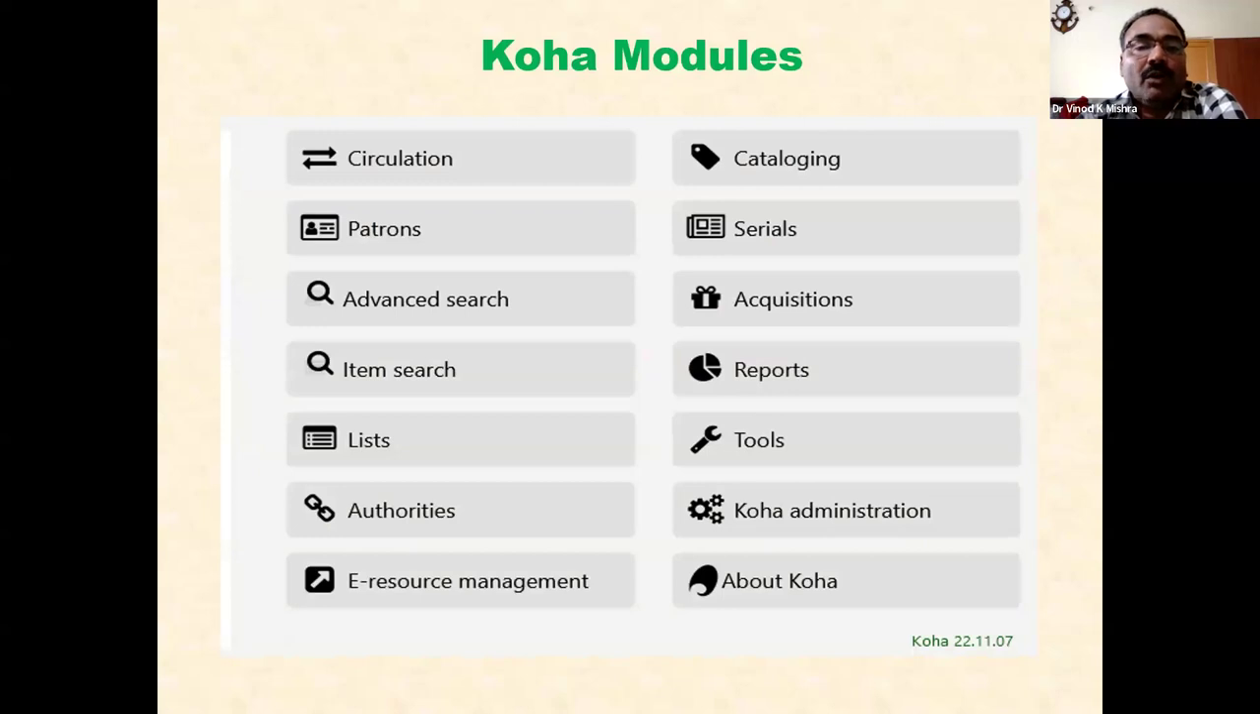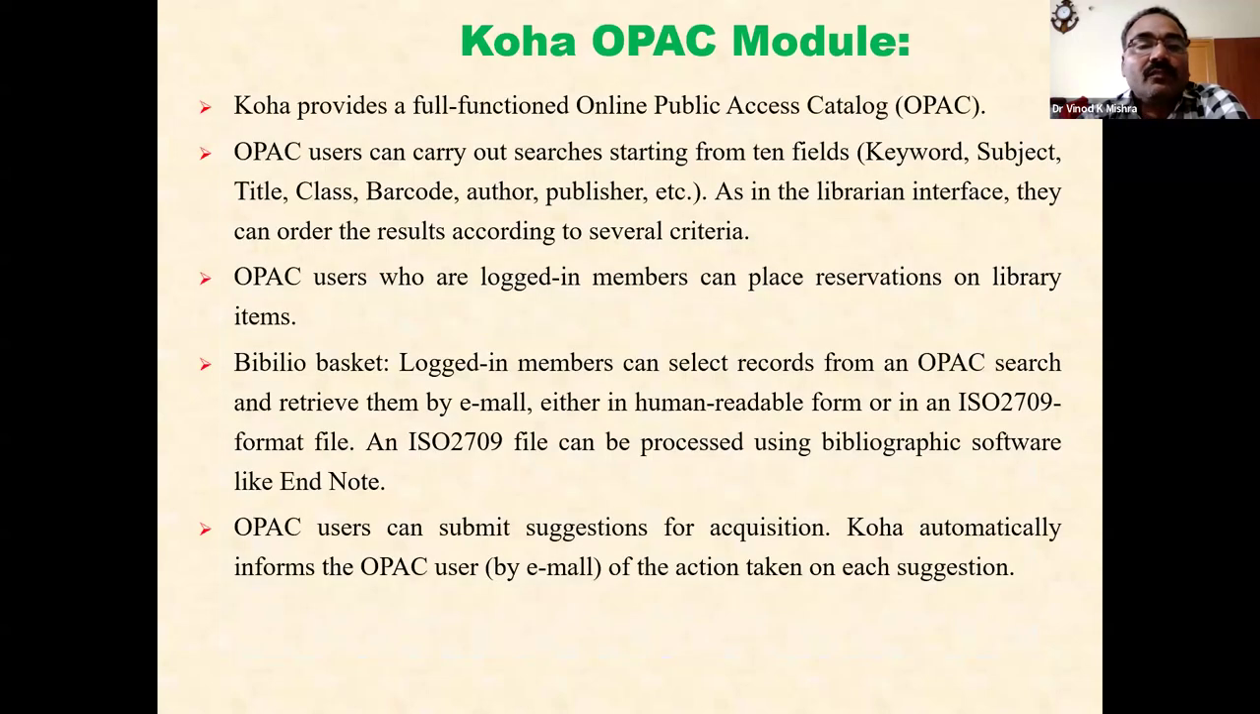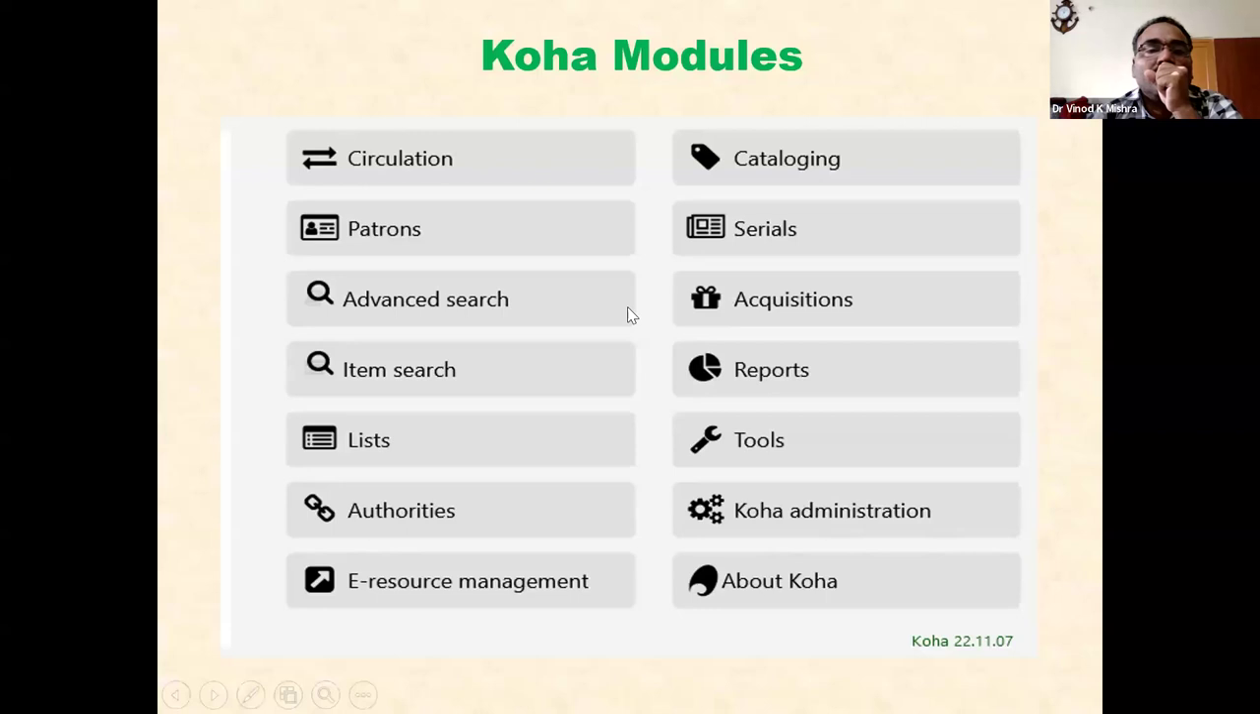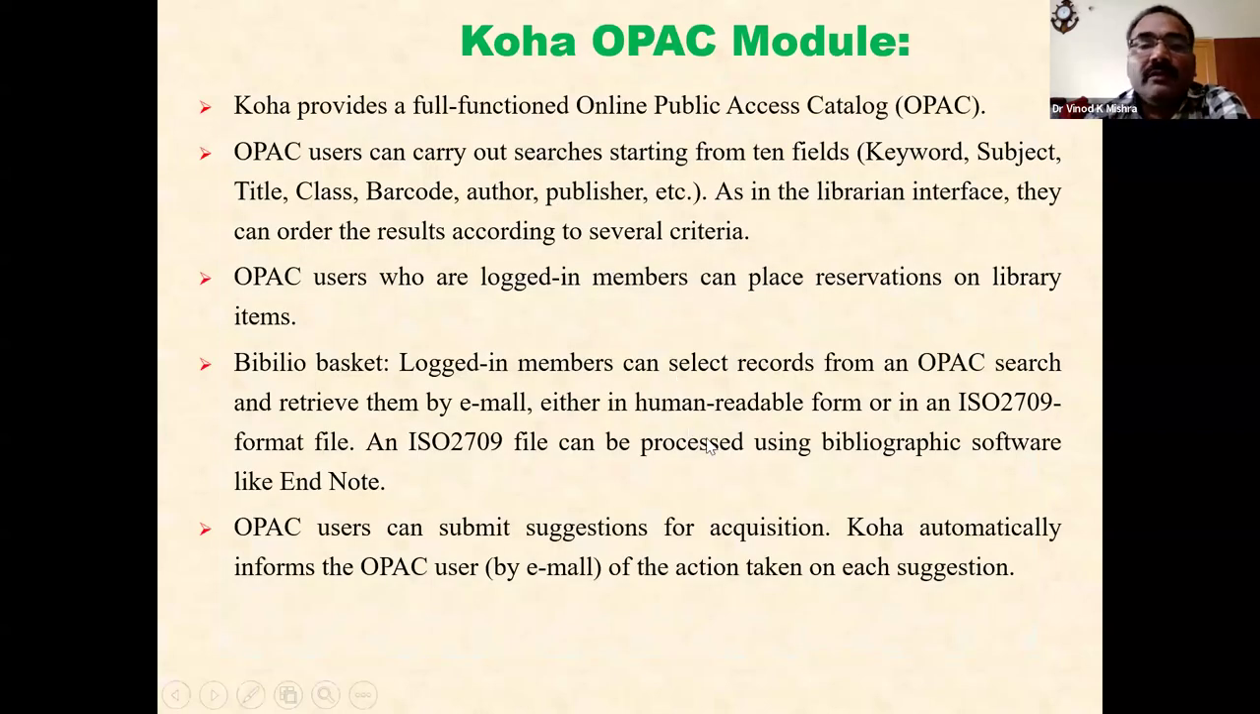So these are the basic modules: circulation, cataloging, serials, patrons, then advanced search, acquisition, reports, item search, lists, tools, Koha administration, e-resource management, authorities. So these are the basic modules, and this is the first page of the staff interface. It provides a full-function online public access catalog, and these are the OPAC features.